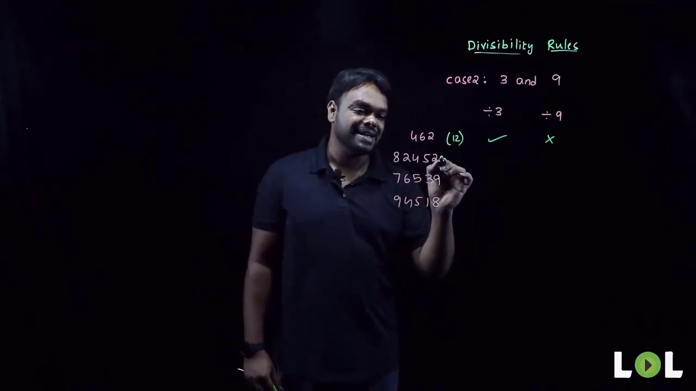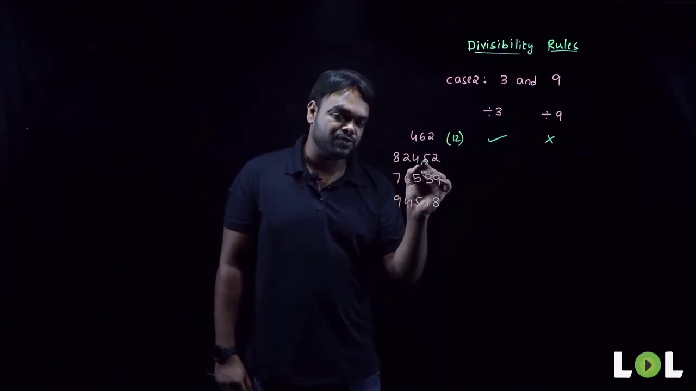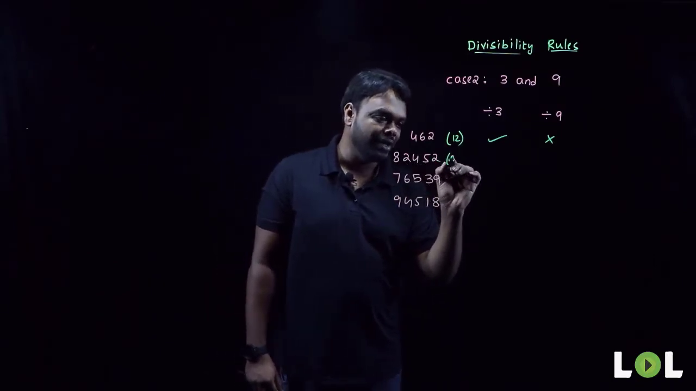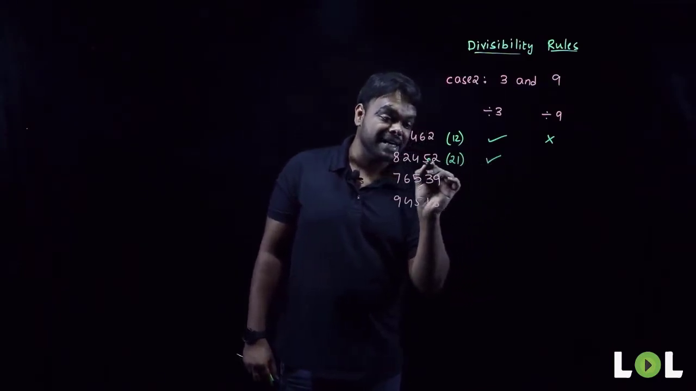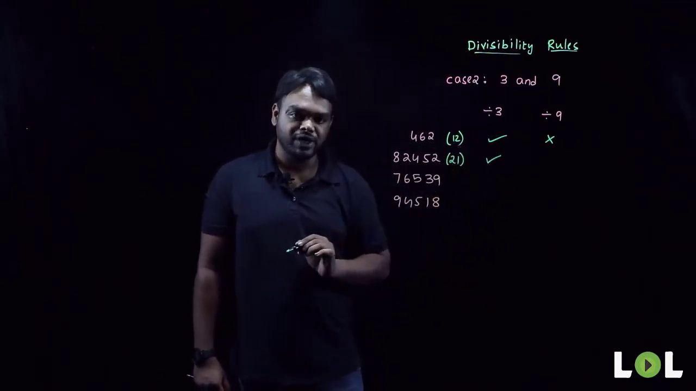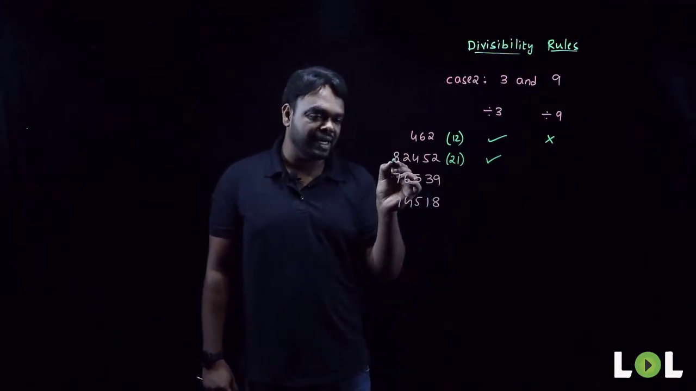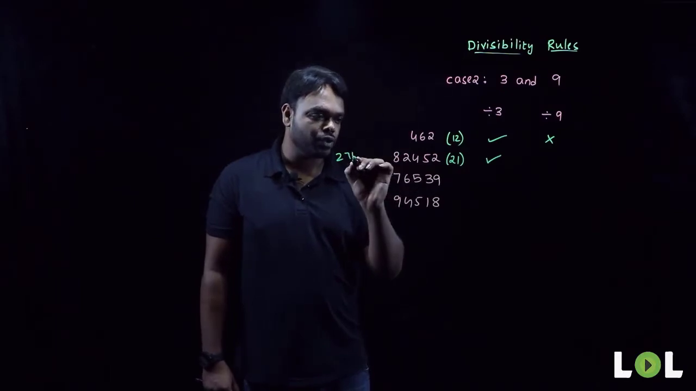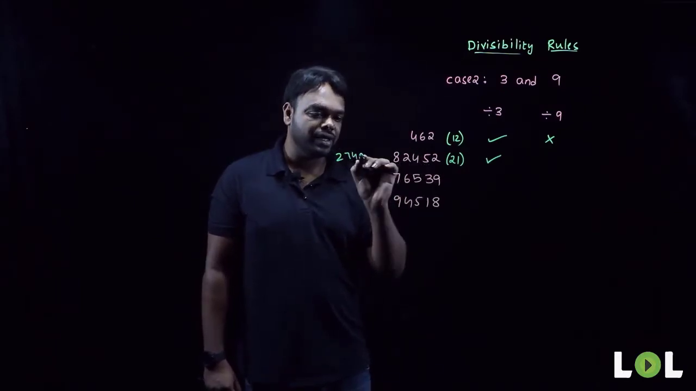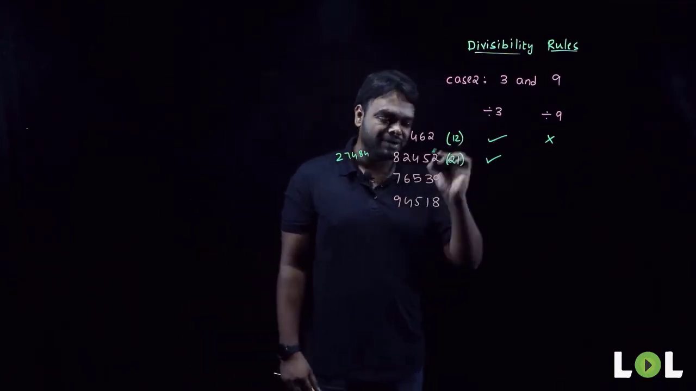Now, in this case, let us check the sum. 8 plus 2, 10. 10 plus 4, 14. Plus 5, 19. Plus 2, 21. Is 21 divisible by 3? Yes. So it means this entire number must be divisible by 3. If you want, you can cross verify that. If I cross verify, we'll get 3 2s 6, 3 7s 21, 3 4s 12, and 3 8s 24, 3 4s 12. That will be the actual number if you divide by 3.